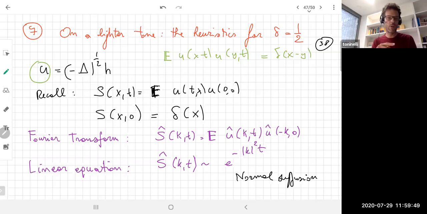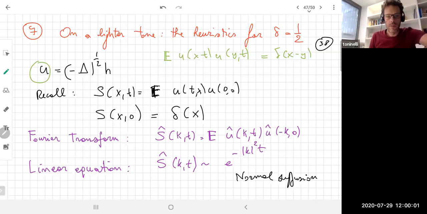But on the other hand, apart from the zero mode, studying U or studying H is the same thing. I mean, you can reconstruct it. Okay, and so let me recall that already when I gave the definition of the diffusion coefficient, I had introduced this so-called structure function, I think. Anyway, S(x,t) will be the expectation of U_t(x) U_0(0). So it gives you some space-time correlation, which at time 0 is just a Dirac delta.